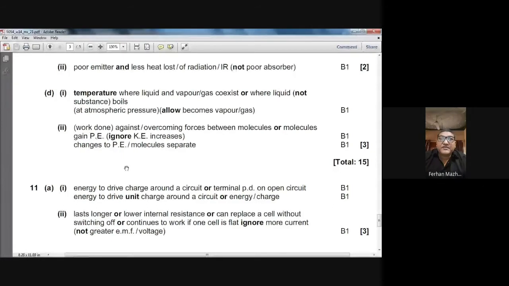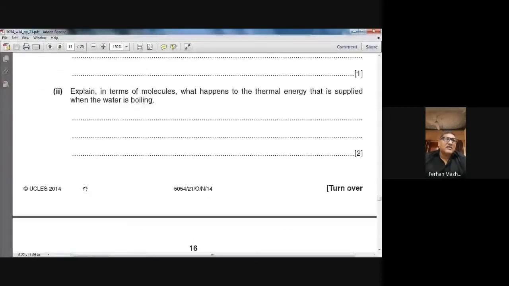Explain in terms of molecules what happens to the thermal energy that is supplied when the water is boiling.